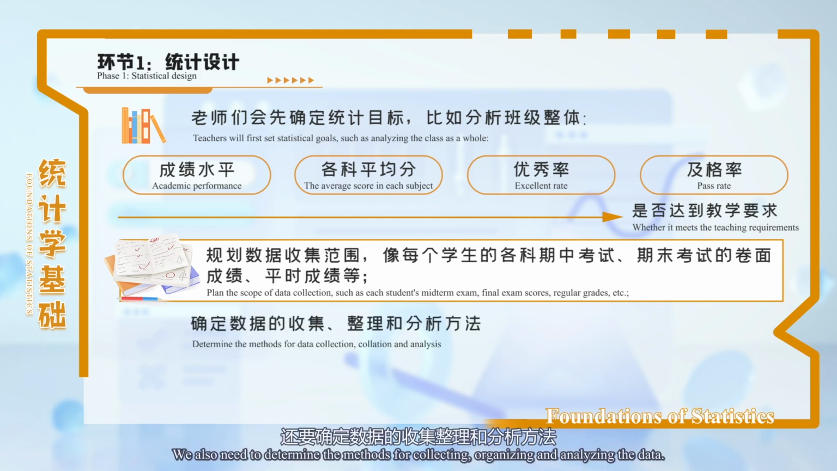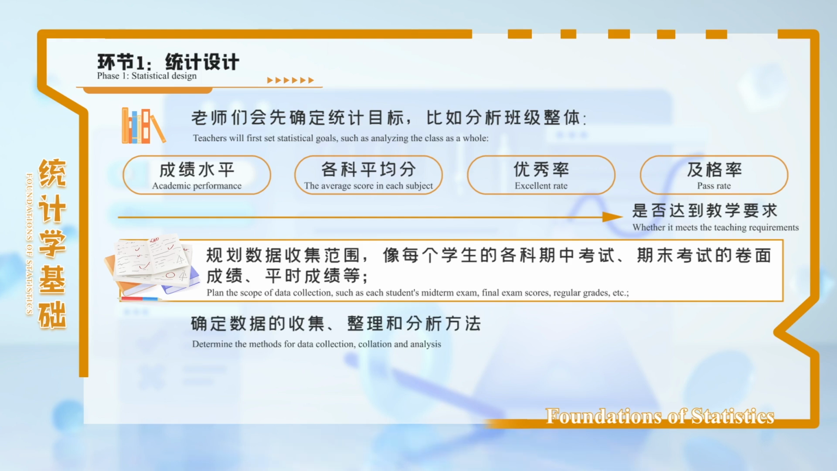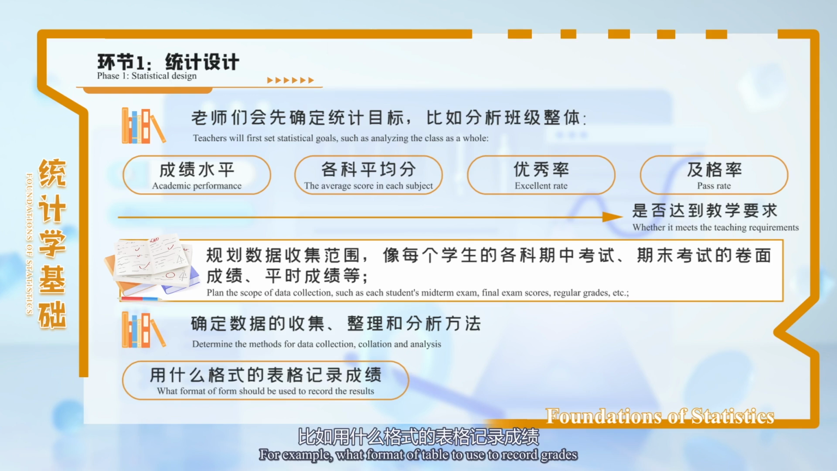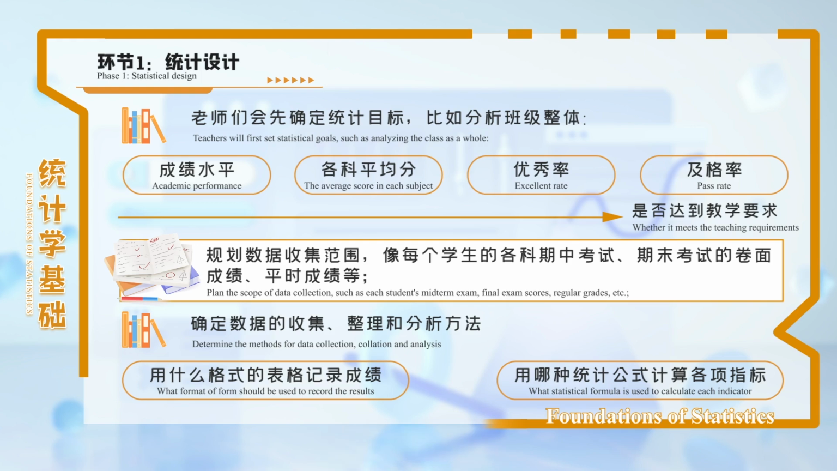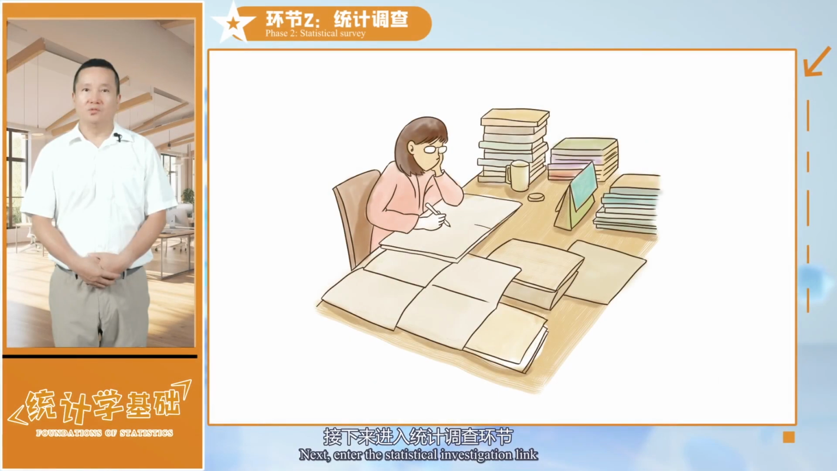We also need to determine the methods for collecting, organizing, and analyzing the data. For example, what format of table to use to record grades, and which statistical formula is used to calculate various indicators. This is like drawing the blueprint before building a house.